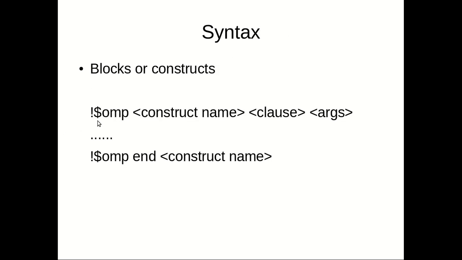Then you write the program code, the Fortran code, in between, and end the block using the same command, exclamation $OMP, and end is sufficient. But for the sake of good programming practice, write the construct name or the clause name to finish it. Okay, that's a simple syntax, and that's about it. The syntax is not as difficult as one might anticipate.